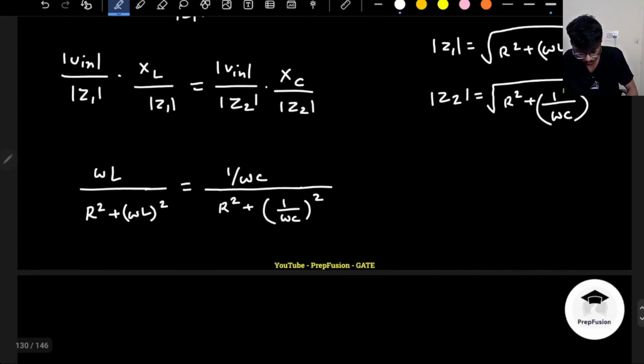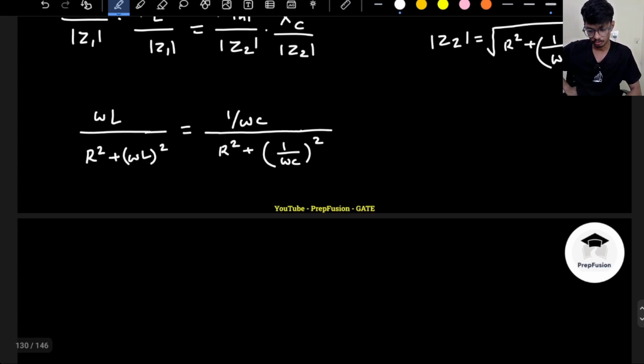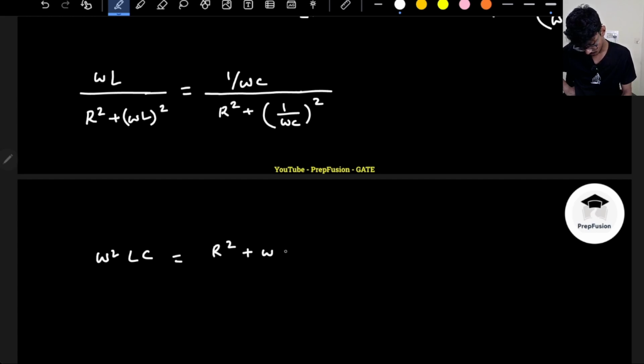Okay, so now very interesting things will happen. I hope you are working with me. Here I will just rearrange the terms. This will be omega square LC equals R square plus omega L whole square divided by R square plus 1 by omega C whole square.